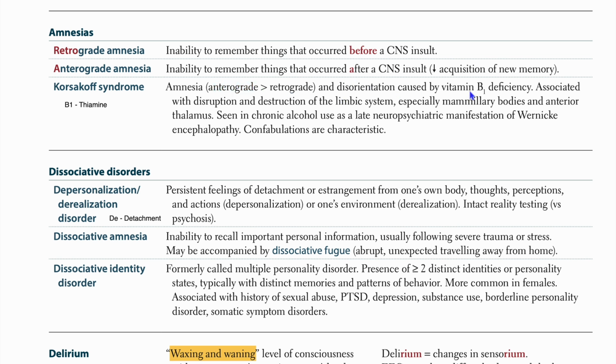Okay, and disorientation caused by vitamin B1 deficiency, associated with disruption and destruction of the limbic system, especially the mammillary body and anterior thalamus, seen in chronic alcohol use as a late neuropsychiatric manifestation of Wernicke encephalopathy, and confabulations are characteristic. Okay, know what that is and remember that, because that gets asked by itself as well. That Korsakoff, or dude drinks a lot, so what kind of deficiency would you see?